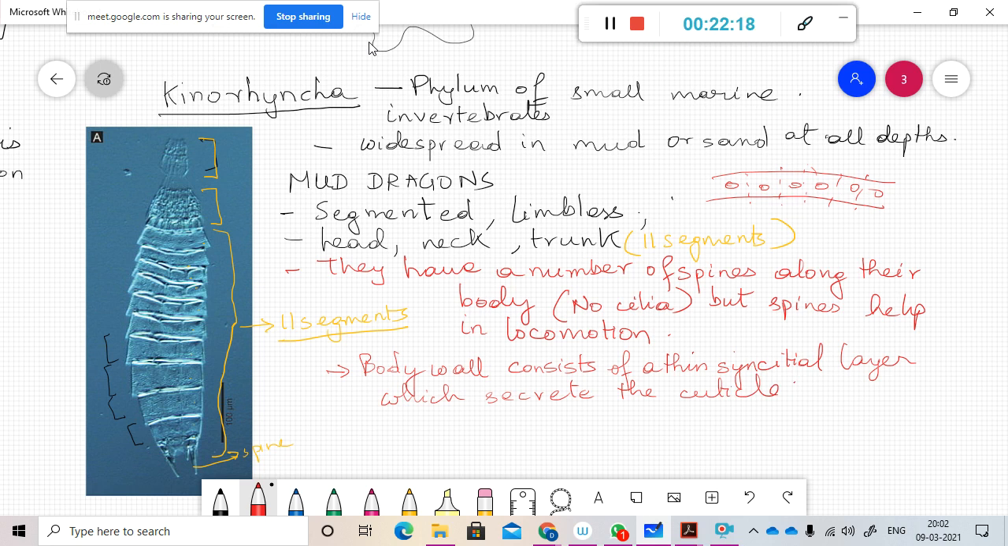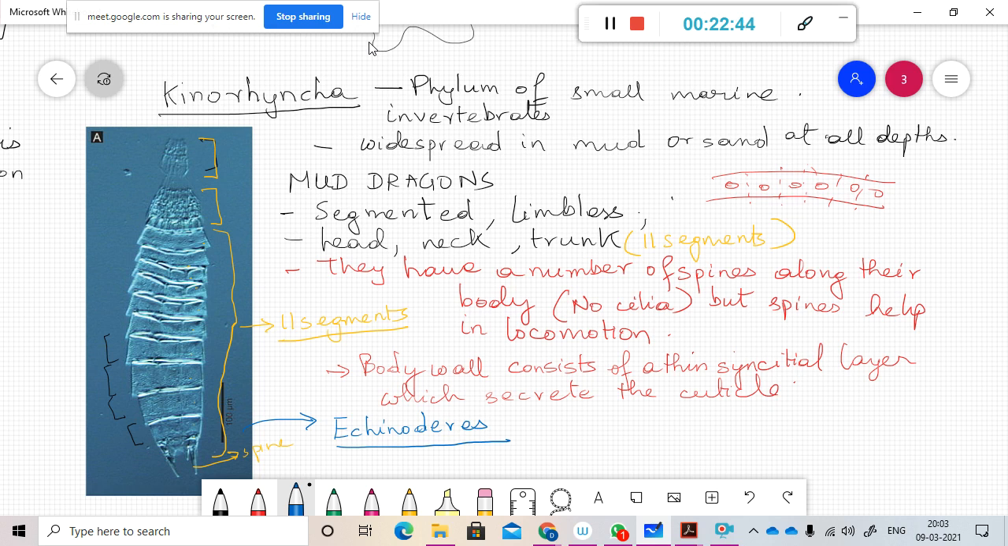Example is this picture which you see over here. This is a picture of Echinoderes. Underline it. Remember this. This is a picture of Echinoderes. So this is Kinorhyncha.